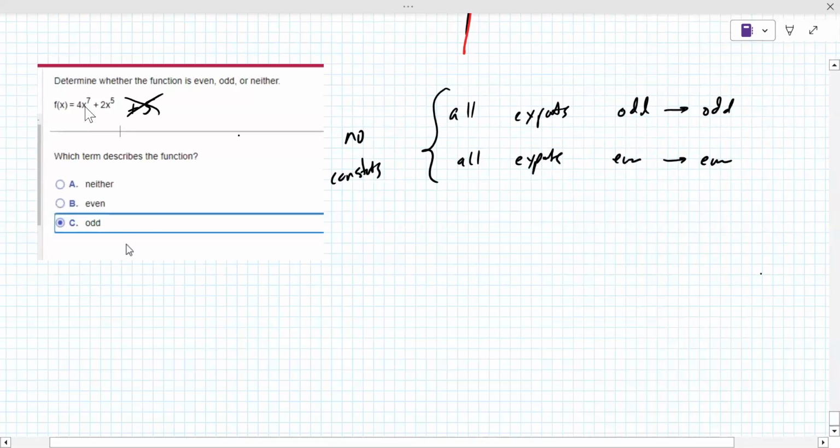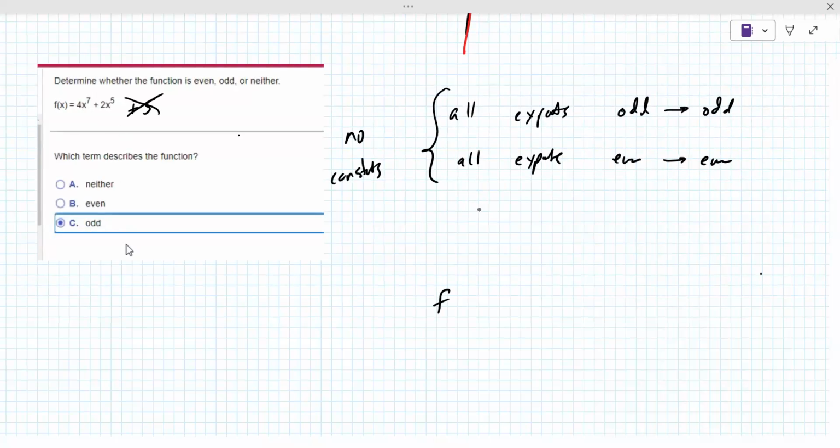So if the exponents are odd, see how it's a 7 and 5? That's why it's odd. If it were f of x equals 4x squared plus 3x to the 4th, because those are even, it's even. Okay, thanks. All right, so if you want to share your screen whenever you're ready, we can look at another question. Okay, let me do that real quick.